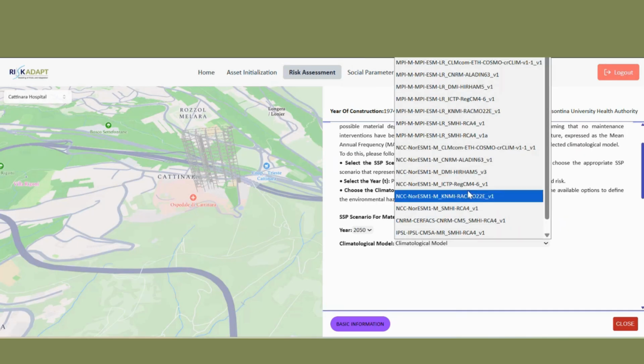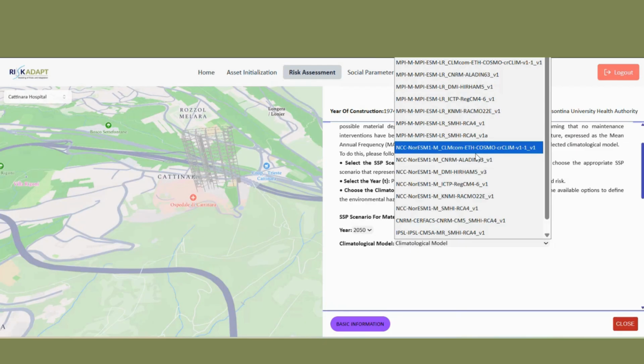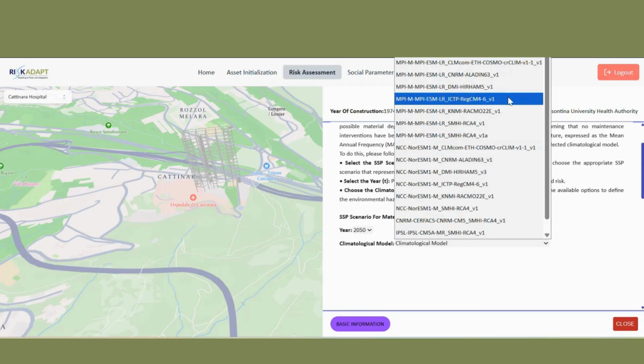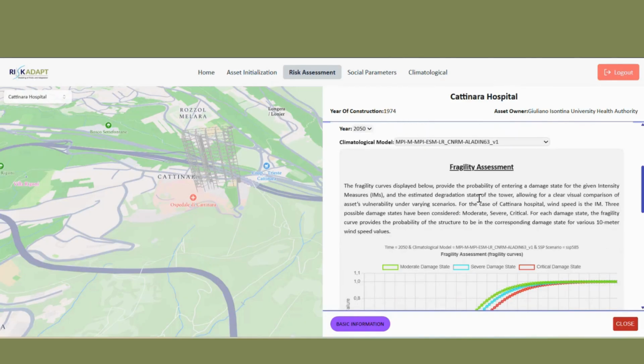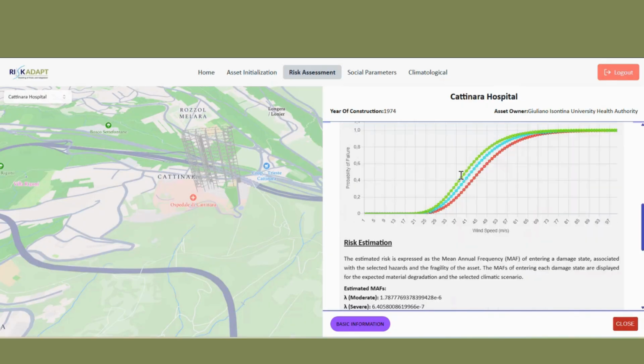And then we select one of the climatological models. The difference between the SSP and the climatological models is that there are some models that can predict the wind speeds of future conditions. And Marco talked about that in the previous session. So all the models which give us the probabilities of extreme wind speed values for future periods and past periods were integrated. I will pick randomly one, and what you get from that is first the fragility curves.